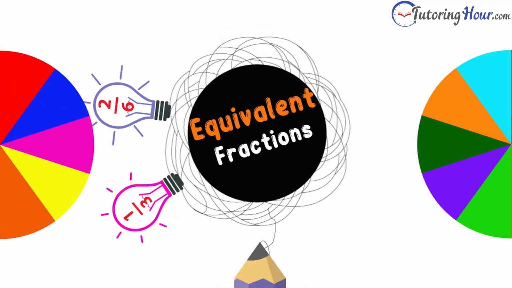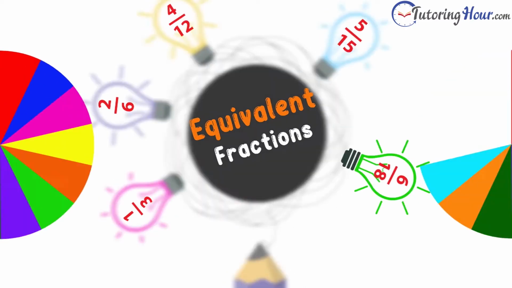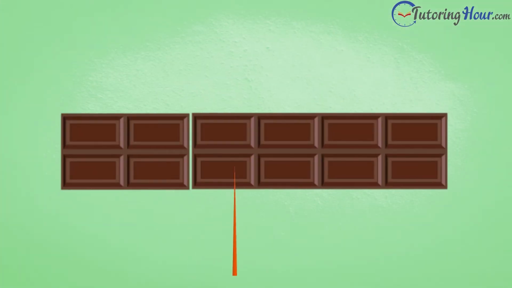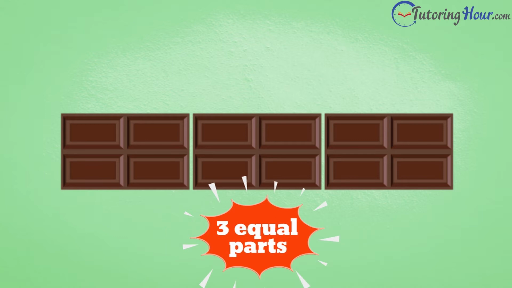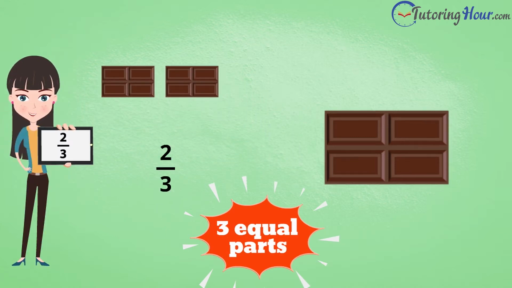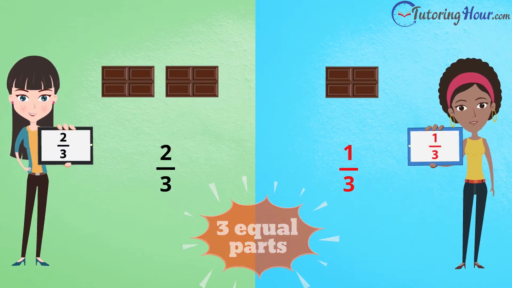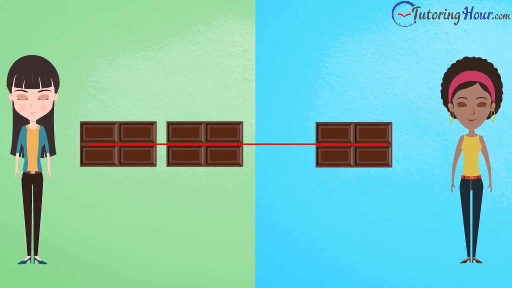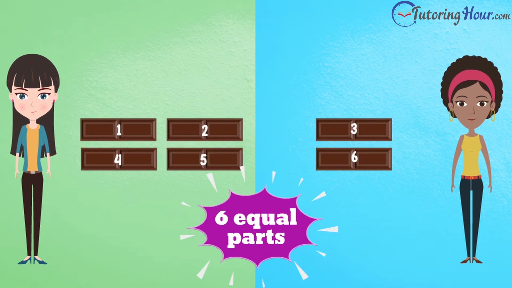Let's try to get our head around generating a few equivalent fractions using this rectangular chocolate bar. We'll break this chocolate bar into 3 parts vertically. We'll give 2/3 of it to Sandra and 1/3 of it to Barbara. Imagine we break the chocolate bar horizontally into 2, dividing the whole chocolate bar into 6 equal parts.